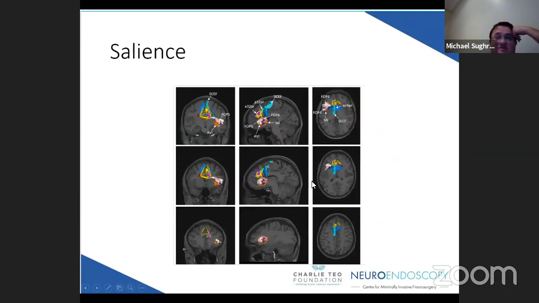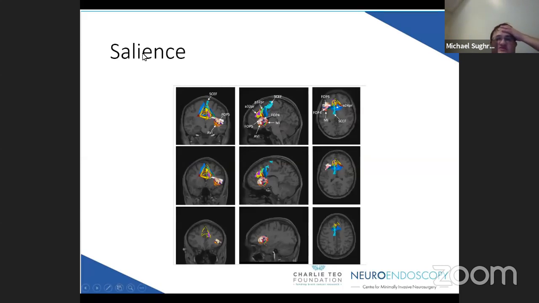The salience network is a middle cingulate and anterior insula, and they connect by the FAT. In fact, everything in the FAT that's not connecting the SMA to Broca's area is part of the salience network. There's almost nothing else we know of that's in this system.